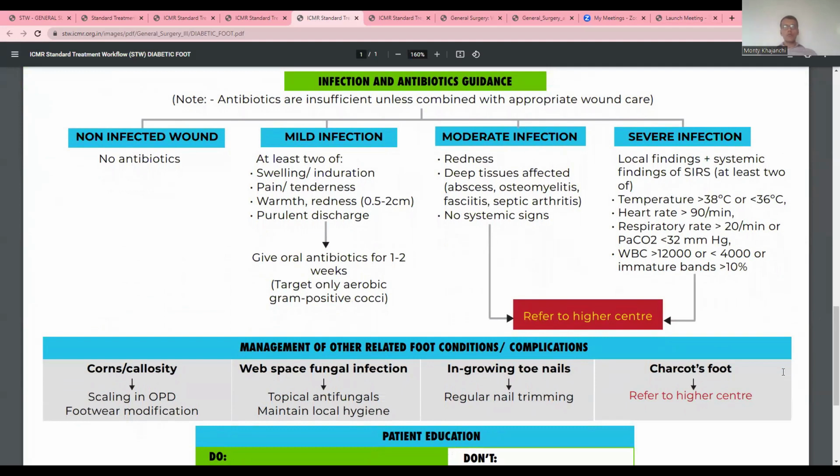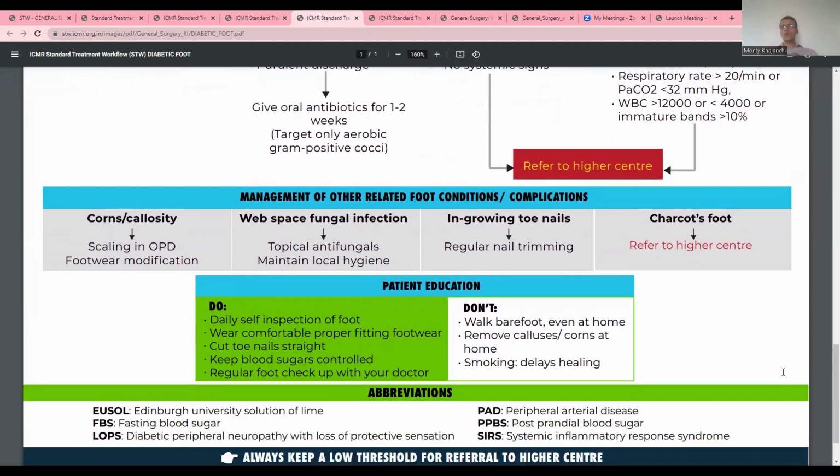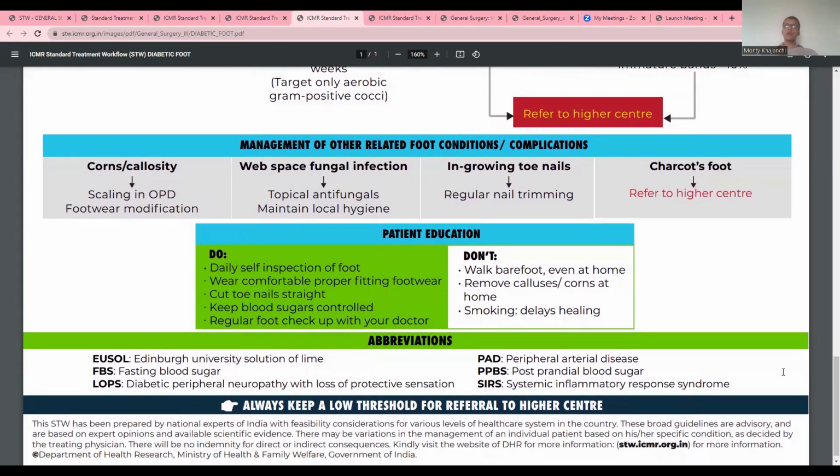Along with the diabetic foot, when they come for diabetes and other checkups of the foot, one has to look at whether they are developing corns, calluses, web space infections, or ingrown toenails, because these all can be the starting points of a deeper infection, and one has to break the cycle here to prevent a severe foot infection. Some patient education material on what you should do and shouldn't do for a diabetic foot has also been described. So in all, it is a very comprehensive document which one can put up on the wall in their PHCs to quickly assess a diabetic foot and decide when to refer these patients.